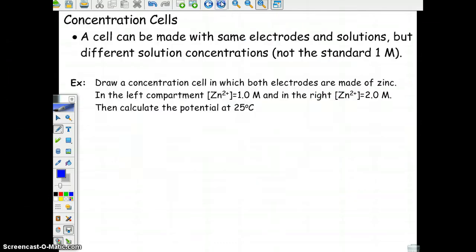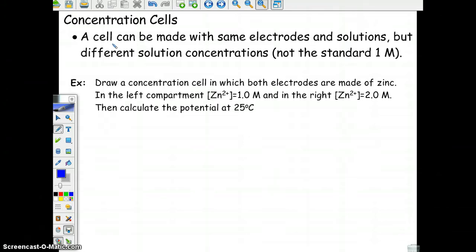All right. Part 2 of the lesson is going to be concentration cells. Now we're kind of going into non-standard cells. Remember, standard conditions are going to be your 25 Celsius, your 1 atm, but it's also 1 molar. So now we're going to change the molarity of the solutions. And there's a couple different ways you can make what's called a concentration cell.